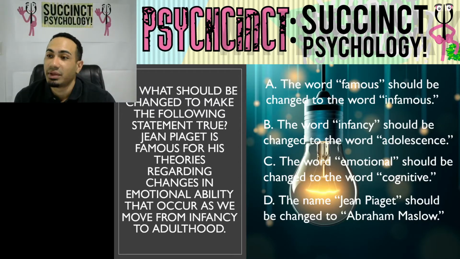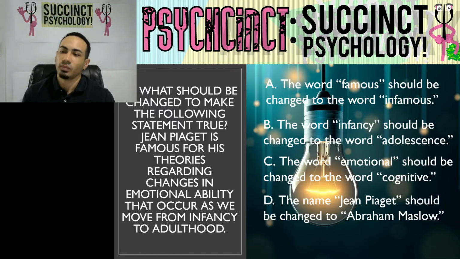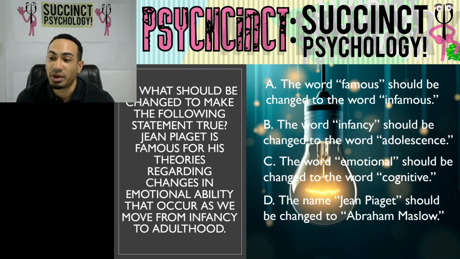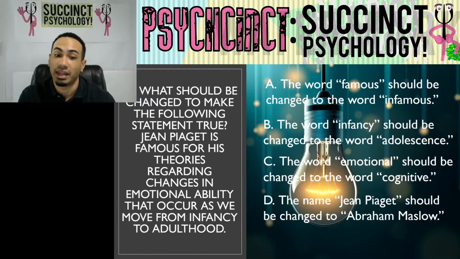Okay, well, from the top, it was a famous theory. It was not infamous, so no, it's not that. And I did just say that it was a study of infancy to adolescence, so we're not changing that either. And this was a theory of Jean Piaget, so we're not going to change it to Abraham Maslow. Therefore, we're left with option C. The word emotional should be changed to the word cognitive. Because Jean Piaget studied the cognitive ability that occurs as we move from infancy to adulthood, not the emotional. So answer C is the correct option.